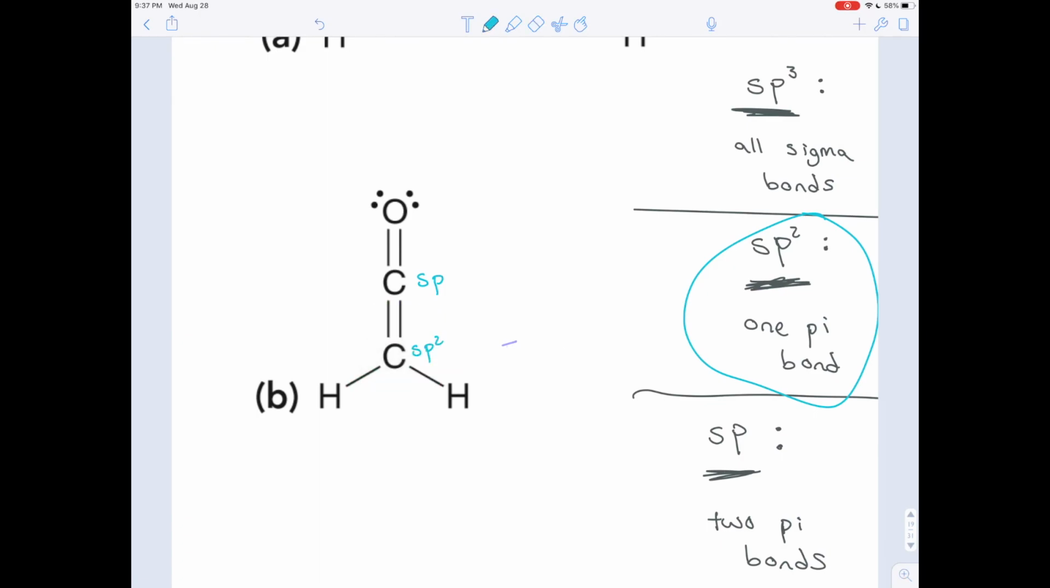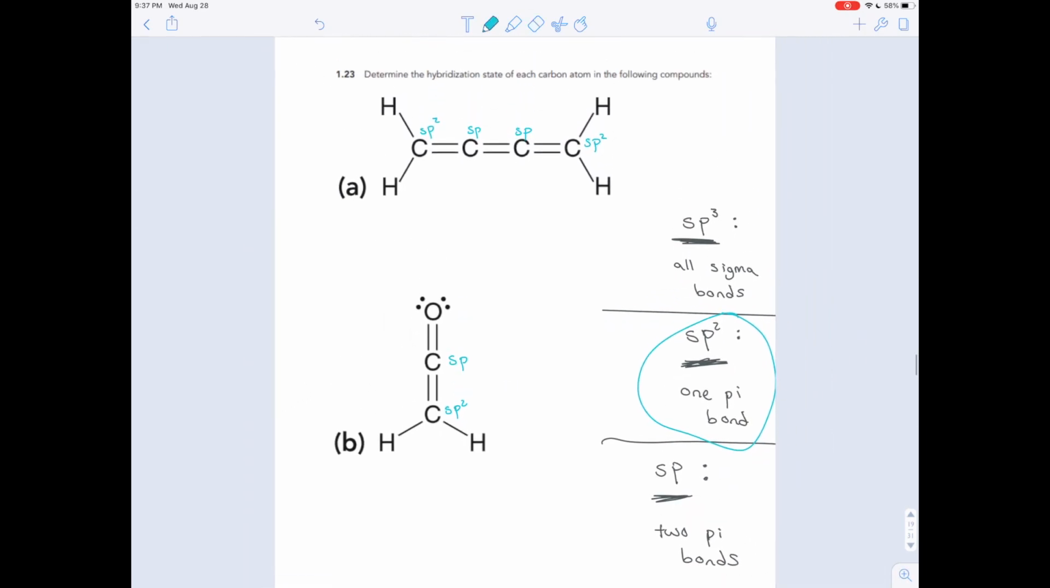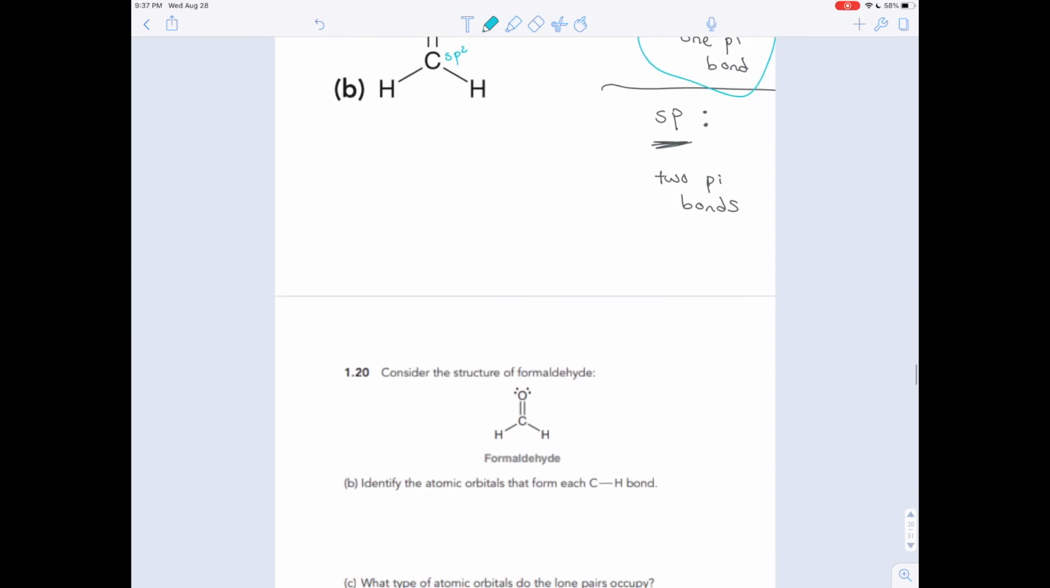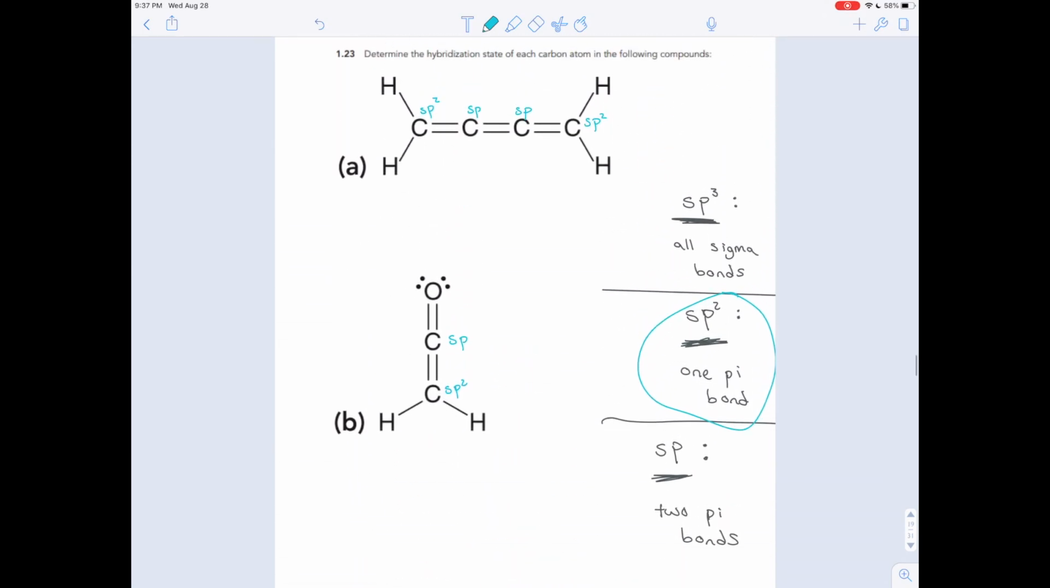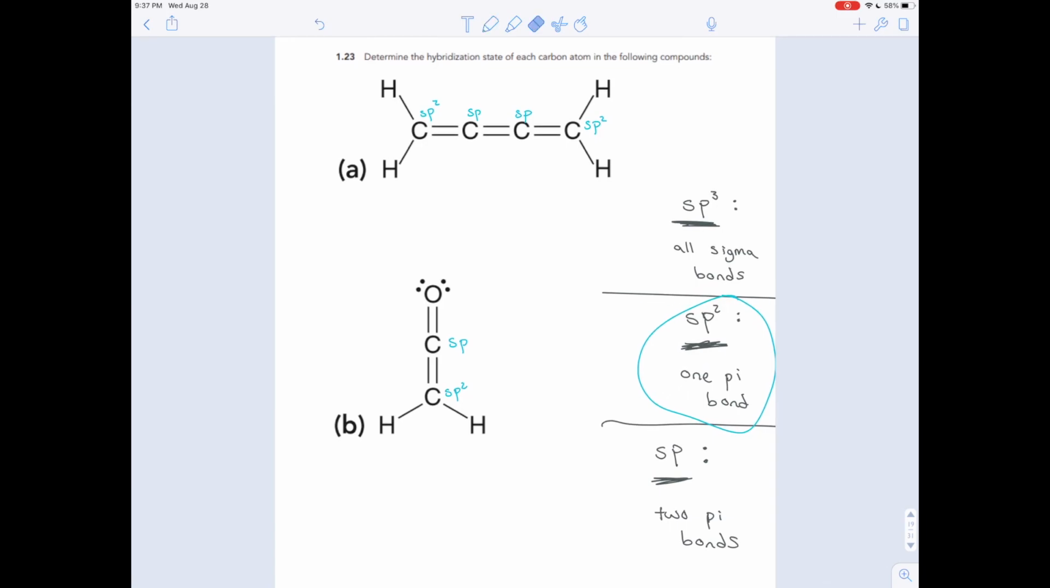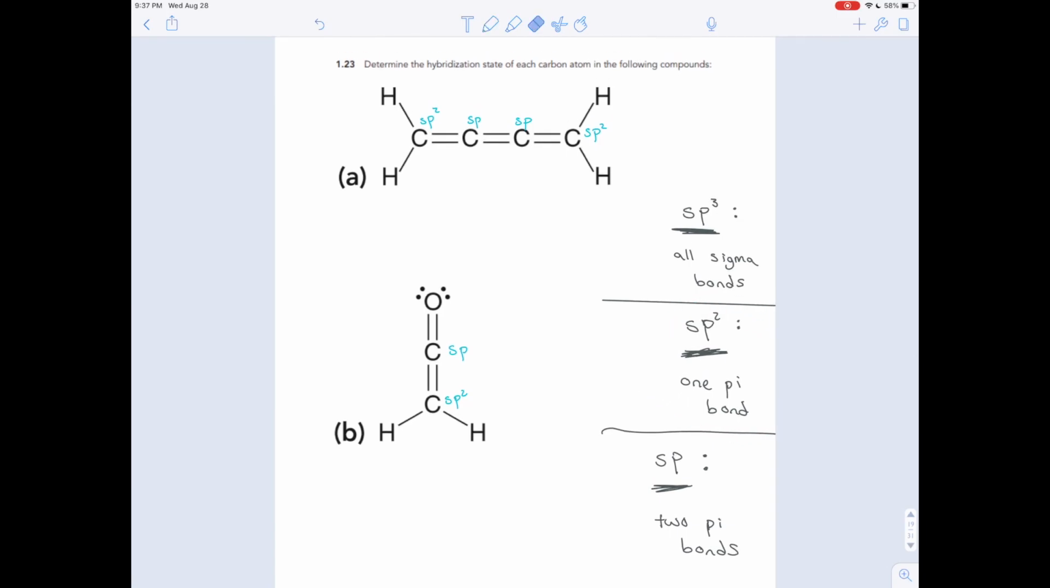And what these hybridizations are going to let us do is predict the right shapes for these molecules. That's what this is leading to. These hybridization states will tell us what the shape around that carbon is. And so you can find the hybridization states with this little table that we made.